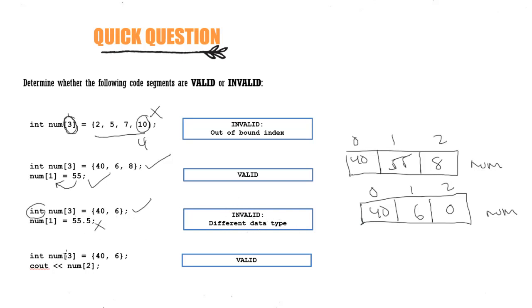Moving on to the next one, int num[3] = {40, 6}. Again, the same array here, but this is valid because you have cout << num[2]. You're not doing anything to that array, you're just displaying. So when you do cout num[2], what is the output that will be displayed here? It will display the value that is inside the index 2. What is inside 2? 0. So the output here would be 0, and this will be displayed inside your console.